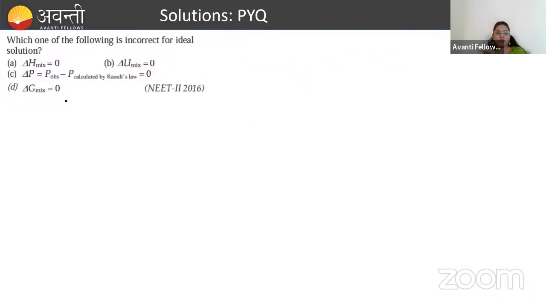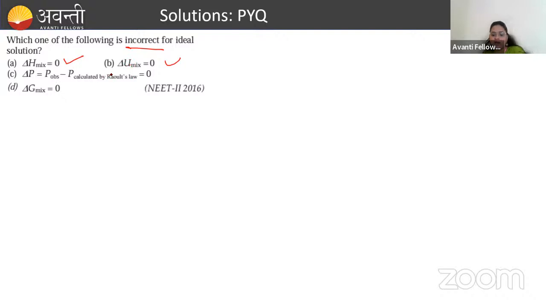Next, which one of the following is incorrect? Right? For incorrect, what do we have to look at? Incorrect for an ideal solution. Delta H mixing is 0, delta U mixing is 0, delta P is like this, and delta G mix is 0. So for an ideal solution, what should it be? Here we have to look for the incorrect one. So we know that this should be 0, this should be 0 for an ideal solution. So these two are not wrong. These are the true things.